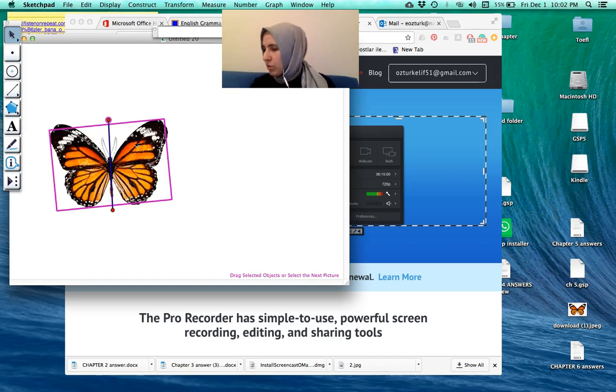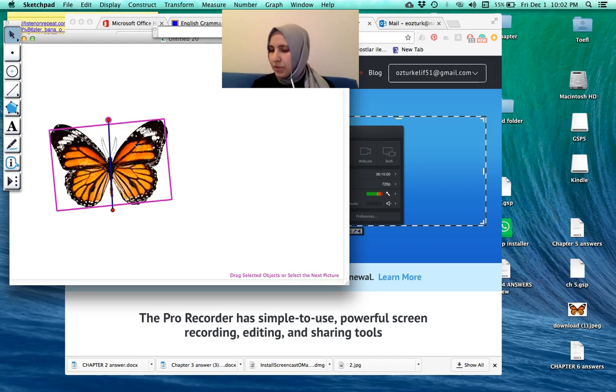Question 2 says: does the butterfly have reflective symmetry? Explain. Yes, the butterfly has a reflection symmetry. As you see, the symmetry line reflects the wings of the butterfly.